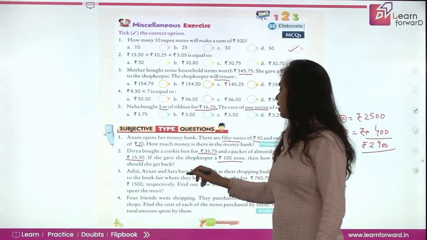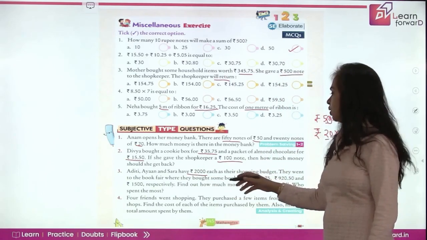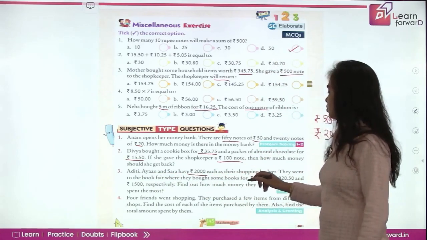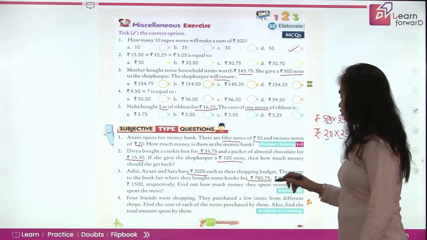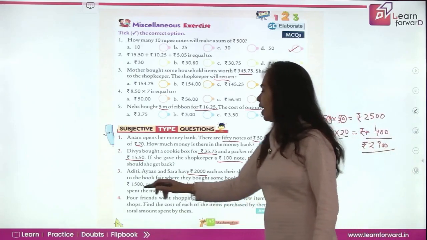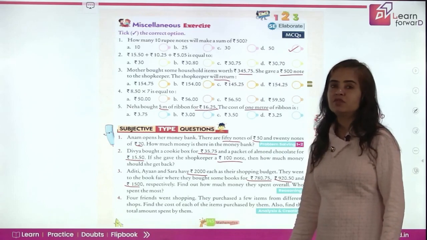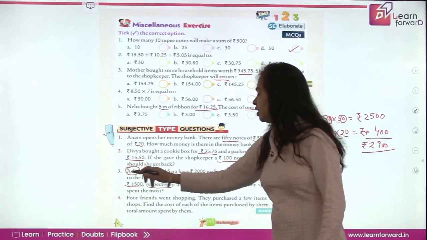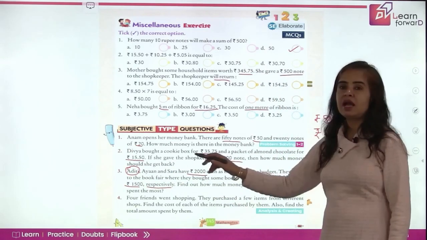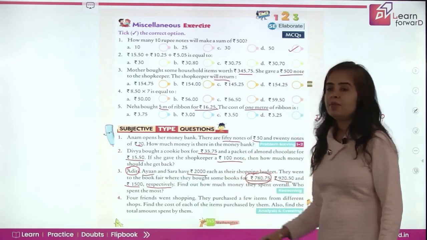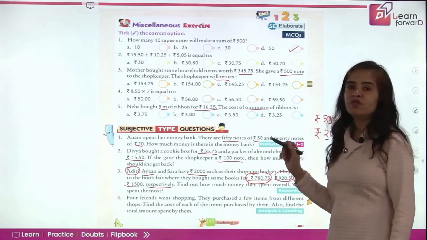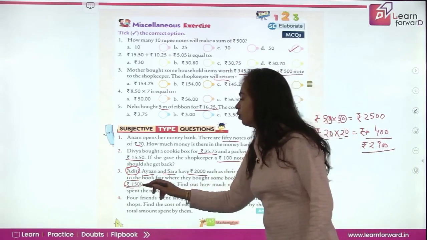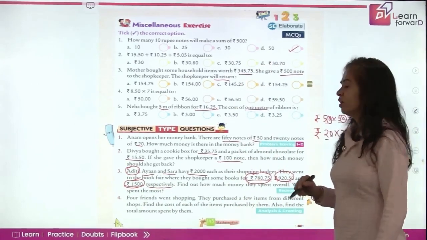Aditi, Ayan and Sara have rupees 2,000 each as their shopping budget. They went to the book fair where they bought some books for rupees 780.75, rupees 920.50 and rupees 1,500 respectively. Now, what is the meaning of respectively? Respectively means the first name and the first amount are associated. The second name, Ayan, spent 920.50, which is the second amount here. And the third name, Sara, spent the third amount which is given here. So this is the meaning of respectively.